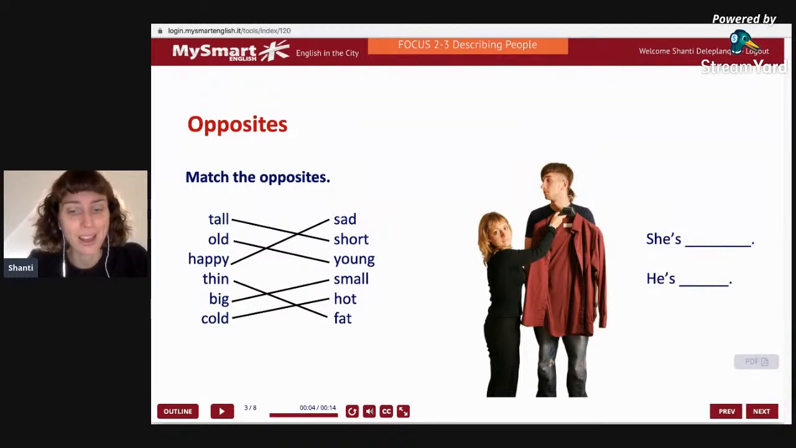So, how is the man? He's tall, no? Yes, she's thin. Well done, Juicy. She's thin. I think also the man is thin. He's thin. How old are they? What can we say? Are they old? Is he old? Is she old?